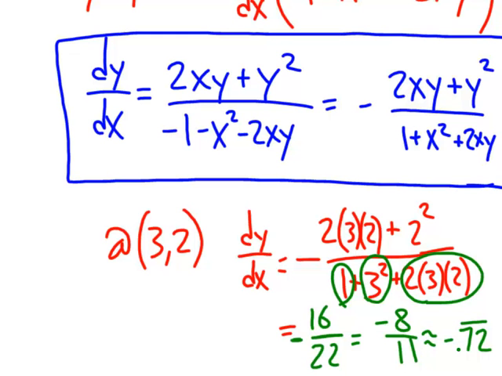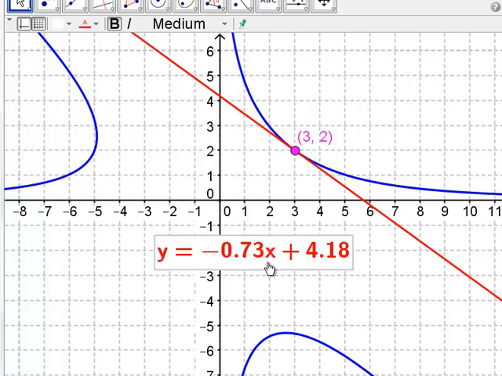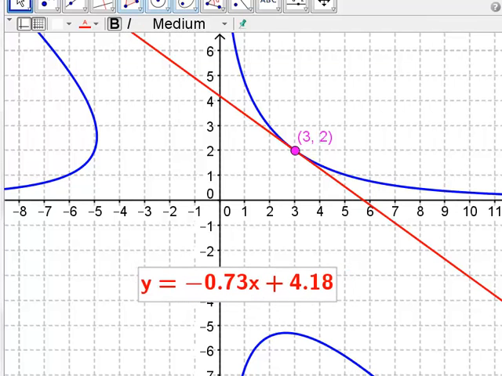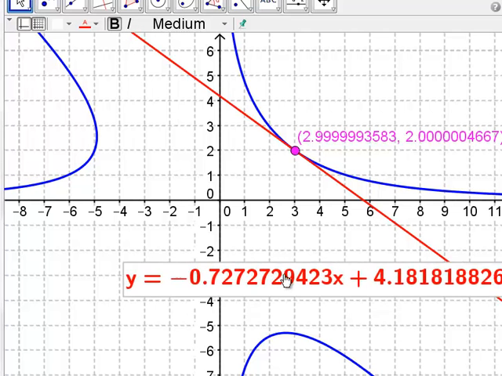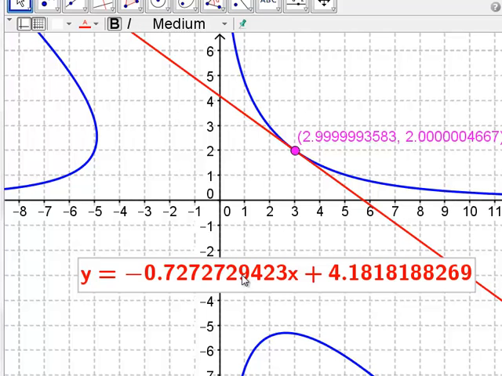So let's see if that checks out against the GeoGebra construction. It definitely has a negative slope, right? And if I show the tangent line equation, I see a slope there that does appear to back up our answer. And if I really feel compelled to, I can even show more decimal places, and I can definitely see a 0.7272. And again, just like our graphing calculators, even GeoGebra, once you get way out there in the significant figures, is going to have some little discrepancies. Oh, and I even see that our point there is not exactly at (3, 2) anyway. But I would say this agrees with our answer, and we'll call it done.